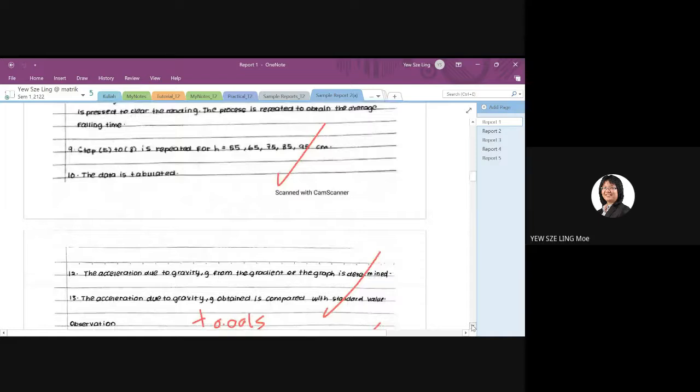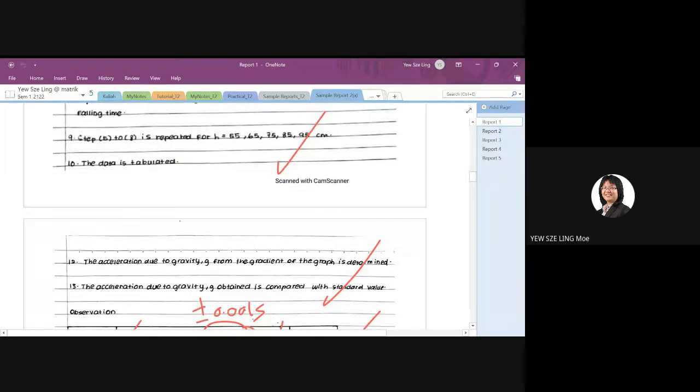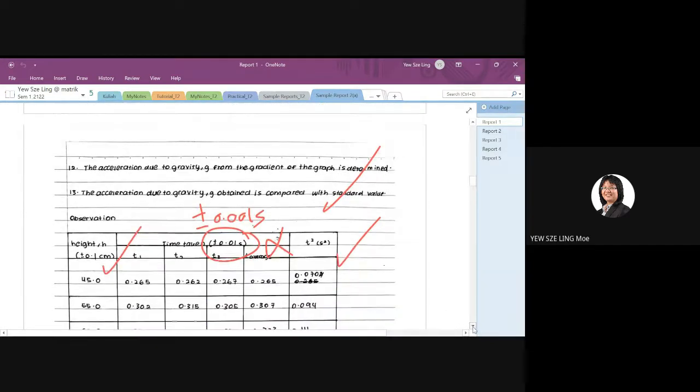Now for this experiment, the procedure I'll go through very quickly. I just take one or two procedures to go through. If you got those correct, then I assume all are correct, right?